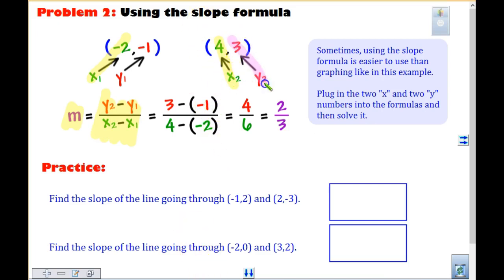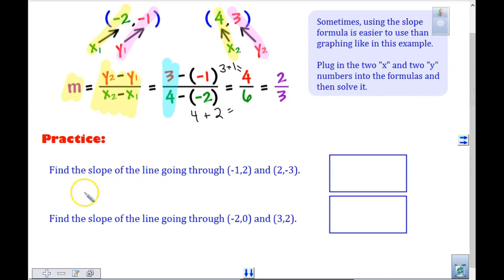My y2 was 3. That's my second y. My y1 was negative 1. And the other thing I'm always looking at is that these two are above and below each other. That's these two points, 3, 4. Negative 1 and negative 2 have to be. And so when we subtract 3 minus a negative 1, subtracting a negative becomes a plus, so 3 plus 1. That's how they got 4. 4 minus a negative 2 is the same as adding positive 2 to give us a 6. Simplify it to 2/3.